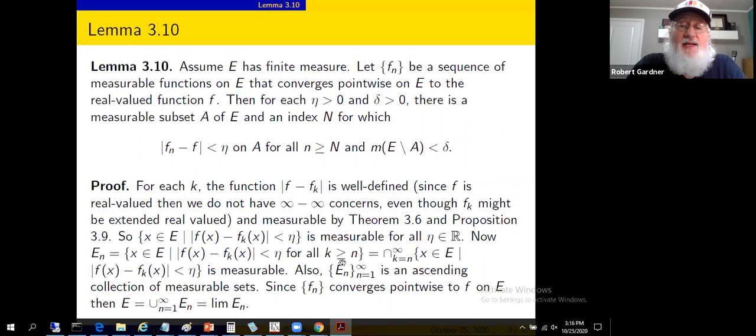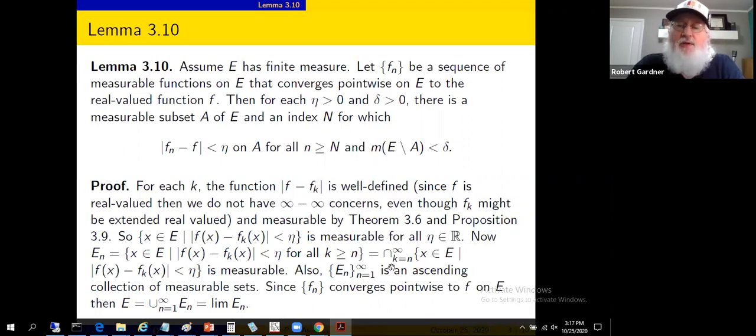And notice it's the index we're looking at here. For all k greater than or equal to n, well, let's define that in terms of an intersection, k equals n to infinity. So saying for all k greater than or equal to n would allow us to treat that set in terms of an intersection. I bring that up because then you can see that this collection of sets, E sub n, is an ascending collection of measurable sets.